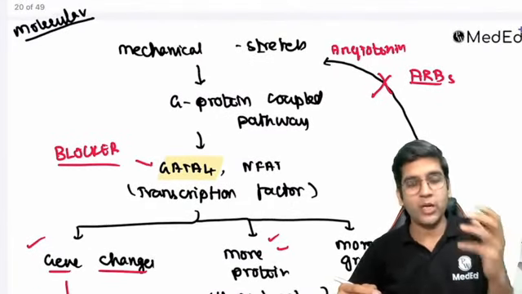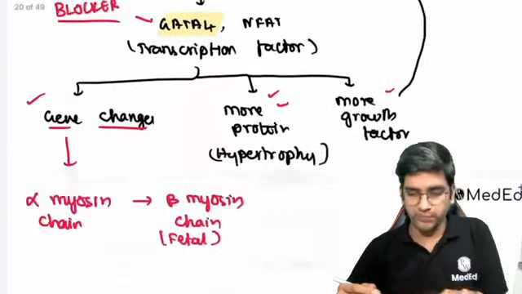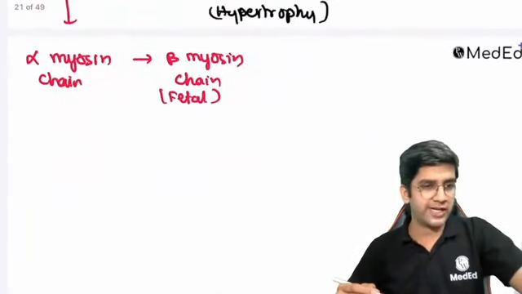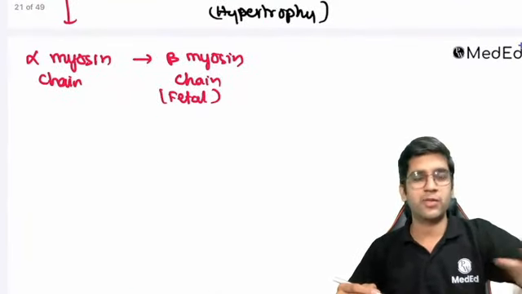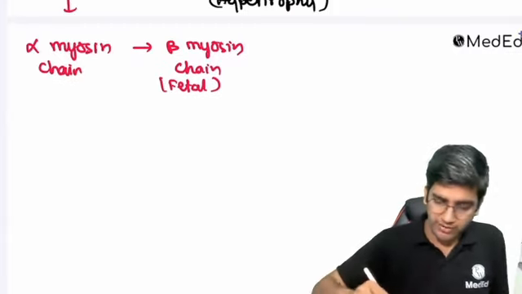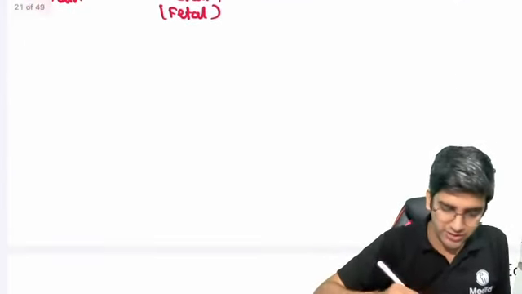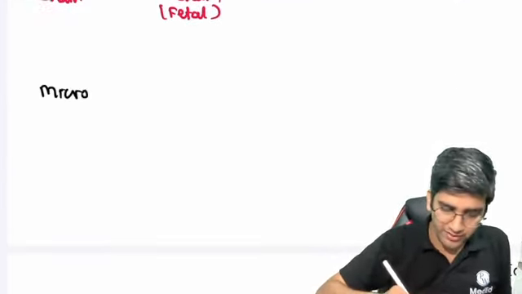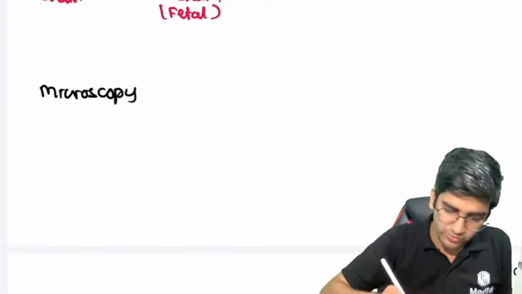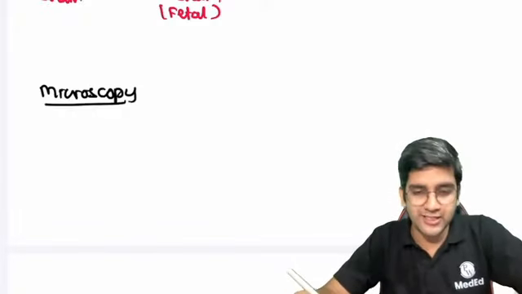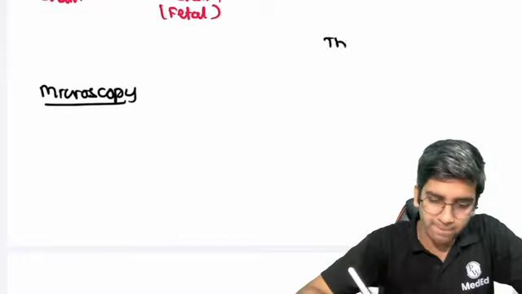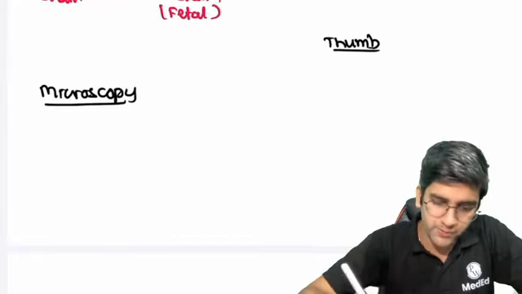Now I know exactly what change happens in hypertrophy, right? So we know a little bit about cardiac hypertrophy, and we definitely know a little bit about skeletal muscle hypertrophy. Now my only concern is the image, the microscopy. Microscopy is the easiest thing. Like I said, I have a thumb rule for microscopy. Remember this thumb rule always.